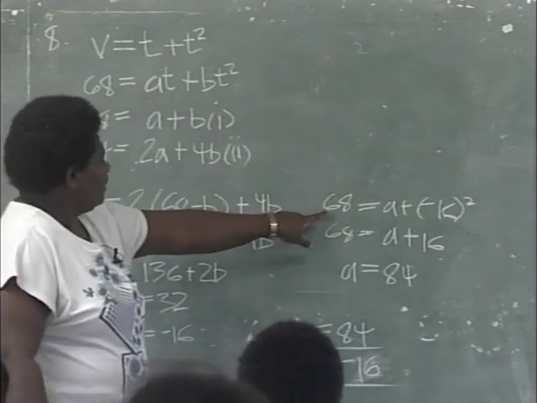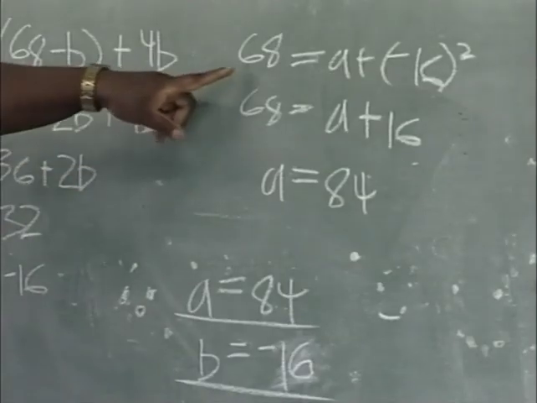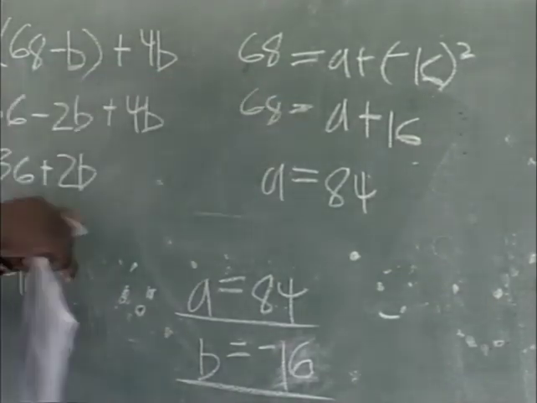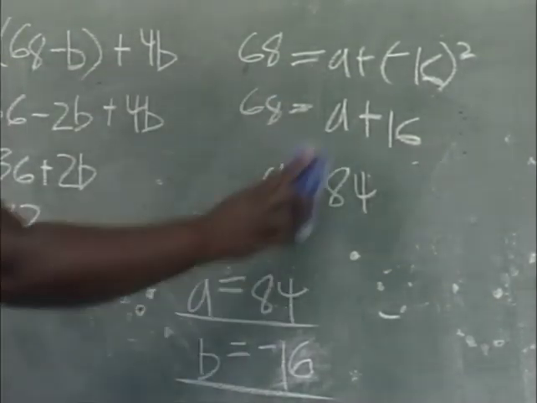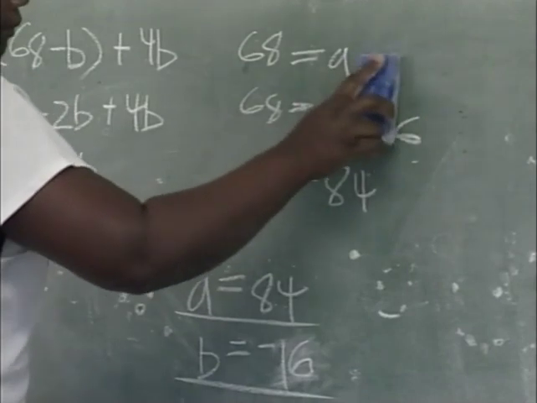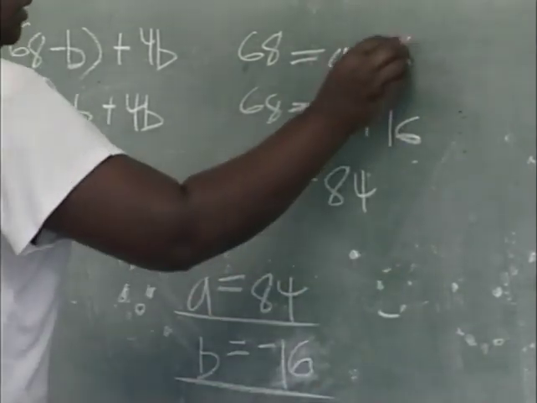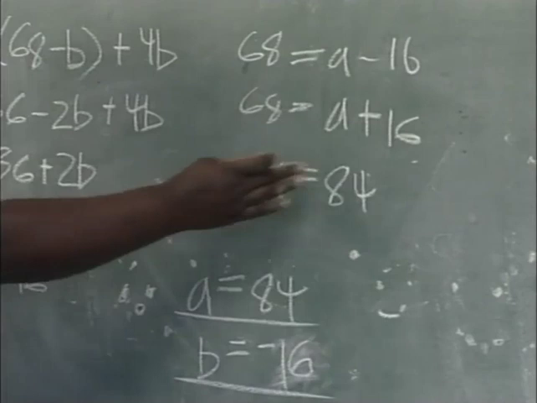Okay, from here, B is negative 16, therefore 68 is equal to A minus 16, or A plus negative 16. And that's why A is 84.